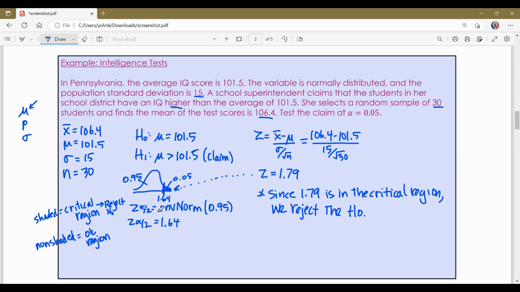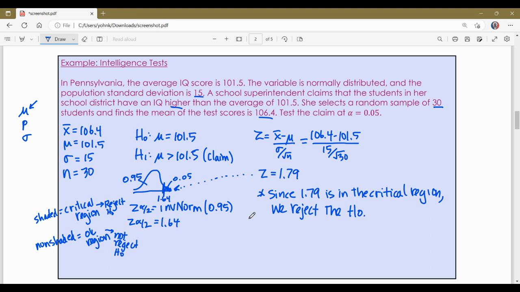So again, that critical value of 1.64 cuts the graph into 2 sections, a shaded and a non-shaded. The shaded region is called the critical region. If we end up in there, we're going to reject the null hypothesis. If we end up in the non-shaded region, that's the OK region, and we are not going to reject the null hypothesis. Not reject the null.